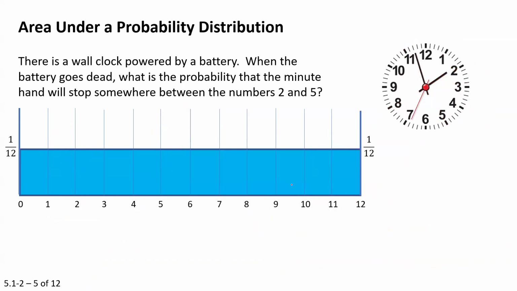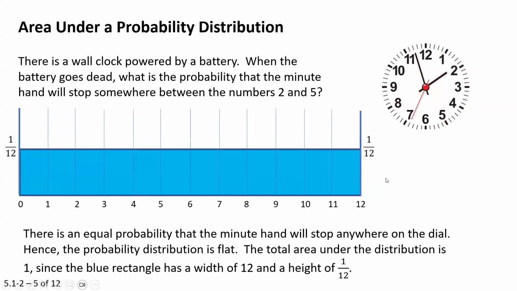So you can see here, we're now dealing with a uniform probability distribution. This is the location where it stops, where this hand stops. And this is our probability value going across here. 1/12 everywhere. There's an equal probability that the minute hand will stop anywhere on the dial. So we have a flat distribution. And again, the total area under the distribution is 1. So the total area of this blue rectangle is 1, which also makes sense because it has a height of 1/12 and a width of 12. 12 times 1/12 equals 1.